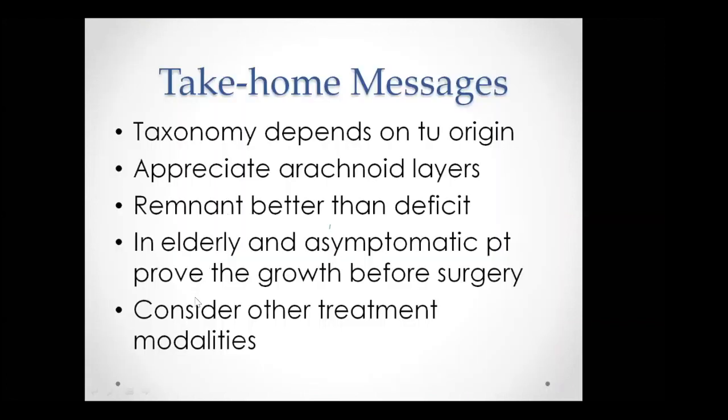So, take home messages to make it shorter, because I'm talking too long by now. The taxonomy of meningiomas depends on tumor origin. As easy as that, and that is how all the classifications should deal with them. And that is where the confusion in the literature starts. Appreciate arachnoid layers. That's important, and that's what Imad Kanaan is saying, that arachnoid is your friend. And it's really a very friendly structure in your surgeries.